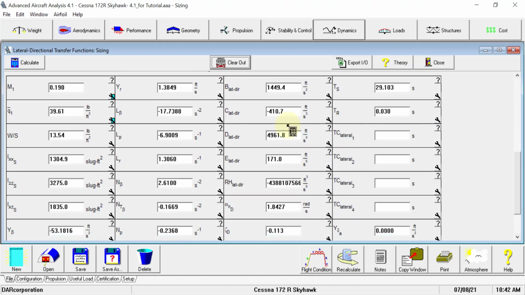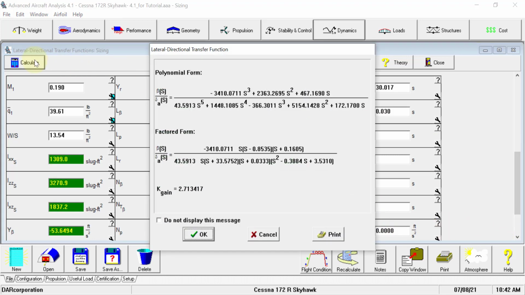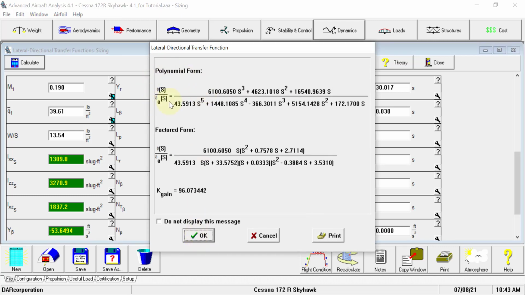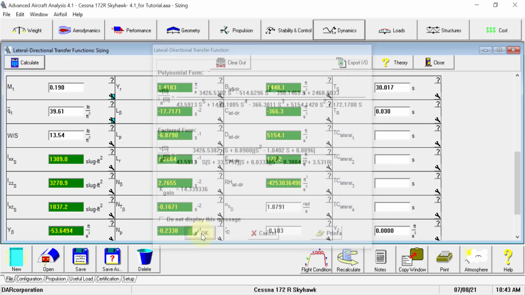So here on the bottom, we see a very similar output. So you see some of the derivatives, and you also see some of the coefficients here. You also see that instead of phugoid and short period, we're looking at Dutch roll, and you also see some time constants. So let's hit calculate, and once again it looks very familiar as the elevator. So you see the side slip angle with aileron deflection, the roll angle and aileron deflection transfer function, and the change in heading angle with aileron deflection transfer function.